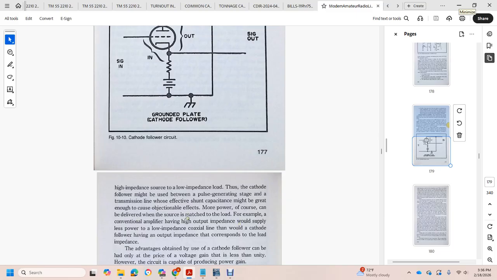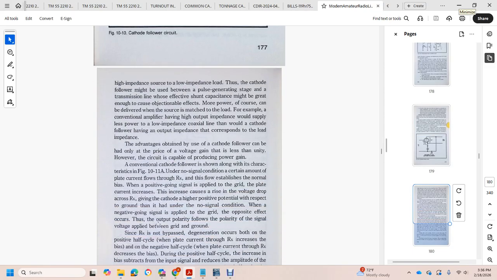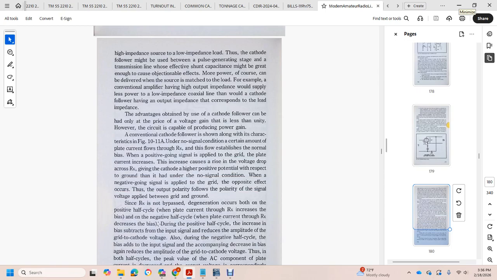For example, a conventional amplifier has a high output impedance, which supplies a low impedance line poorly. The cathode follower has a low output impedance corresponding to the load impedance, with the energy obtained only at the price of voltage gain less than unity. However, the circuit is capable of producing power gain over a conventional cathode follower, as shown in figure 10.11A.